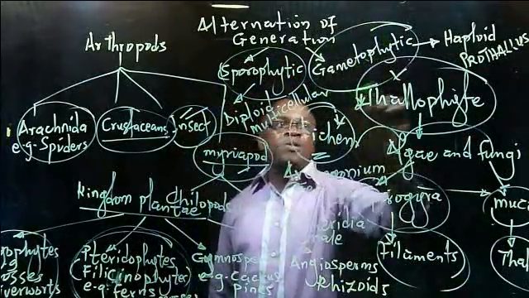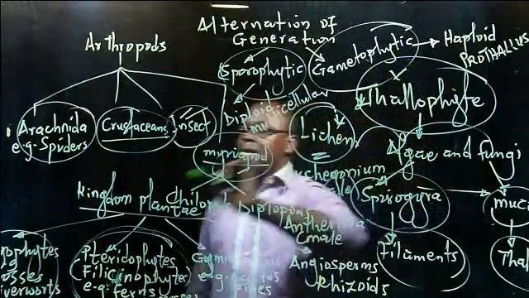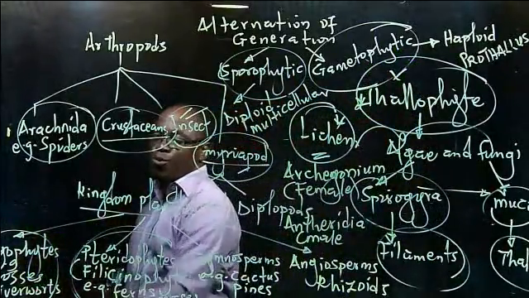The gametophytic stage is the dominant phase in the life cycle of mosses and liverworts, which are bryophytes.